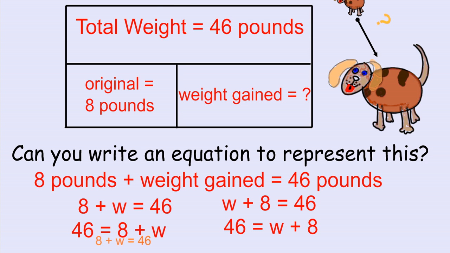Does anyone know what property allows us to change the order of this addition problem? 8 plus W becomes W plus 8. That's right. The commutative property of addition allows us to change the order. It says that it will still give us the same value even if we add them in a different order. So you can flop those around. We can also flop the 46 on the other side of the equal sign as long as we're taking the entire value and switching it back to the other side.